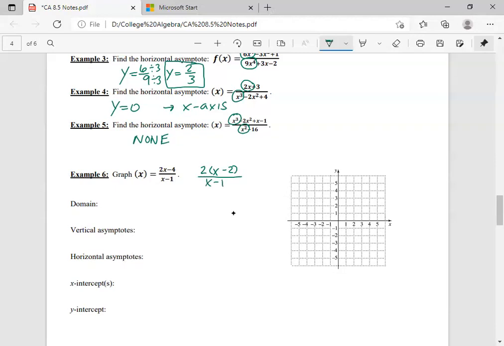So this situation with the domain does not change. You always look at your denominator and say, well, that can't be equal to 0. X minus 1 can't be equal to 0. So that only happens in this case at 1. So my domain would be all x's such that x is real and x is not 1. In interval notation, negative infinity to 1 is okay, and then we're good again from 1 to infinity.